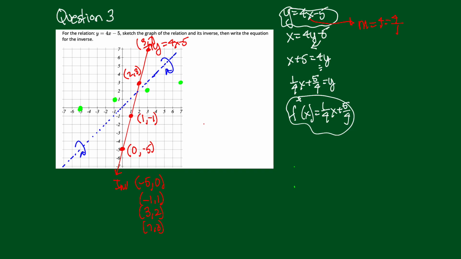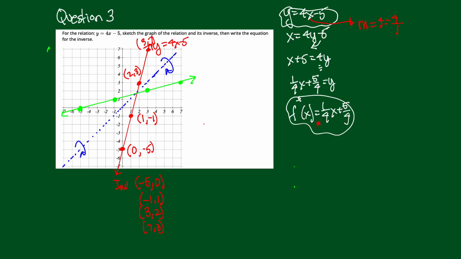Now, as best you can, pass a line through those points. Now, can you see that if you were to take this red line, rotate it around that blue line, the 45 y equals x line, that you're going to get the green line? They're symmetric.